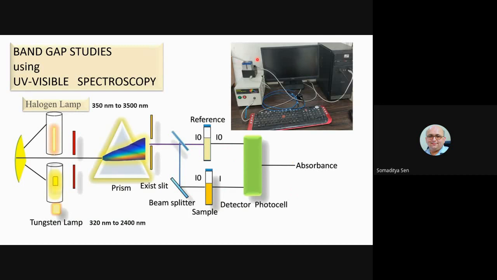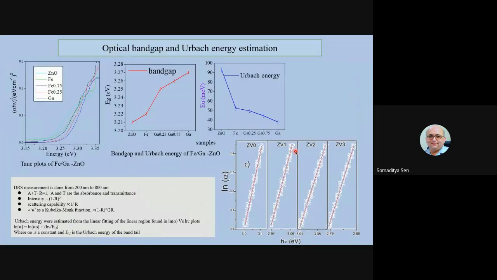So this is our small equipment where we, but there are optical fibers which go to shine the samples, and from the reflectance of those we get different types of spectra. So this is the Tauc plot that I was talking about.